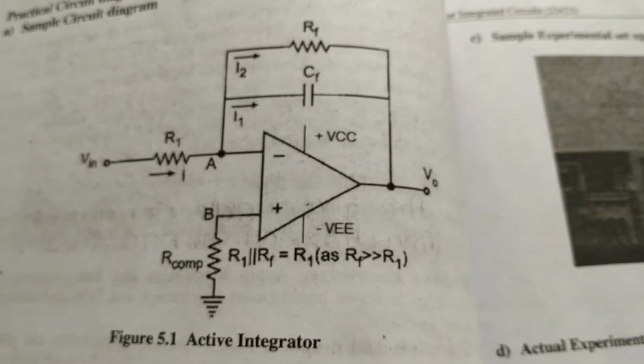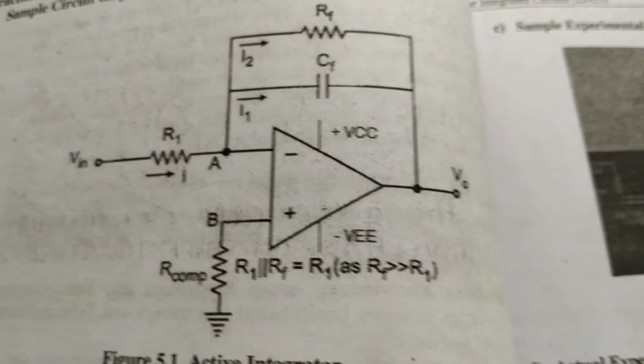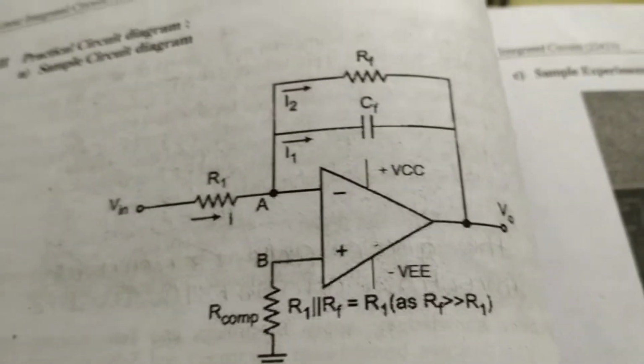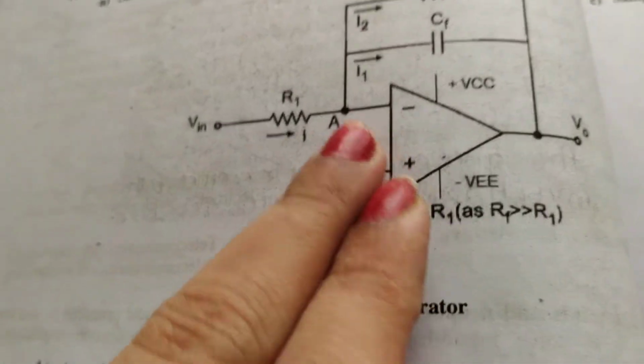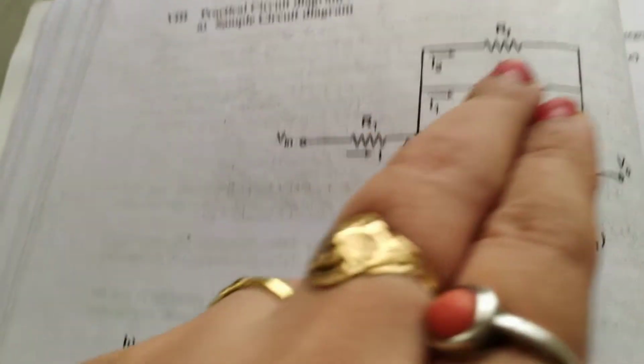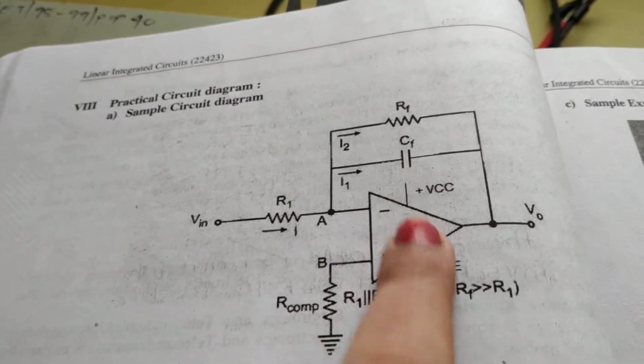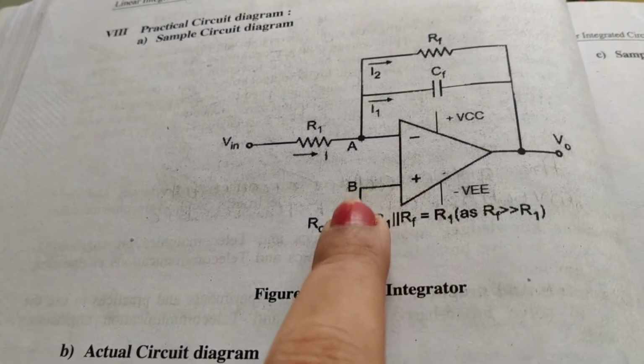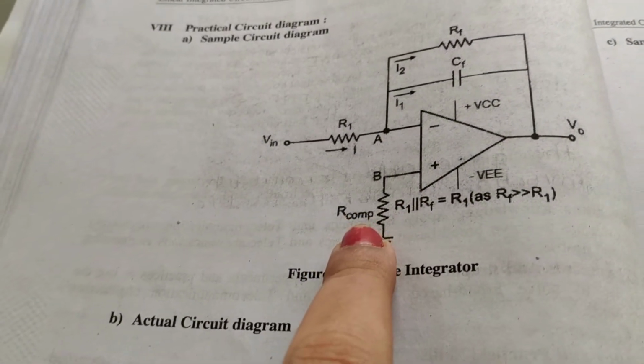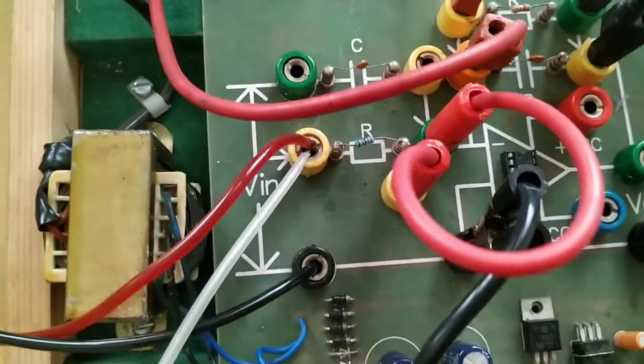We are looking for the output of an integrator. You know that the integrator input is applied to the input resistor, and in feedback there is a capacitor. This RF is connected for the stability of the operation. Okay, and at the plus terminal we have connected an offset minimizing resistor, right? So this is the circuit connection.